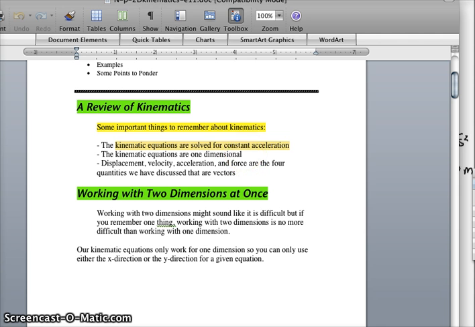Second thing to remember here is that because the kinematics equations are one-dimensional, you need to split your motion up into x direction motion, and you have to split it up into y direction motion. So that's basically what we're going to do here. As long as we keep track of these two dimensions at one time, we are in good shape. All right, so let's go down to our example.